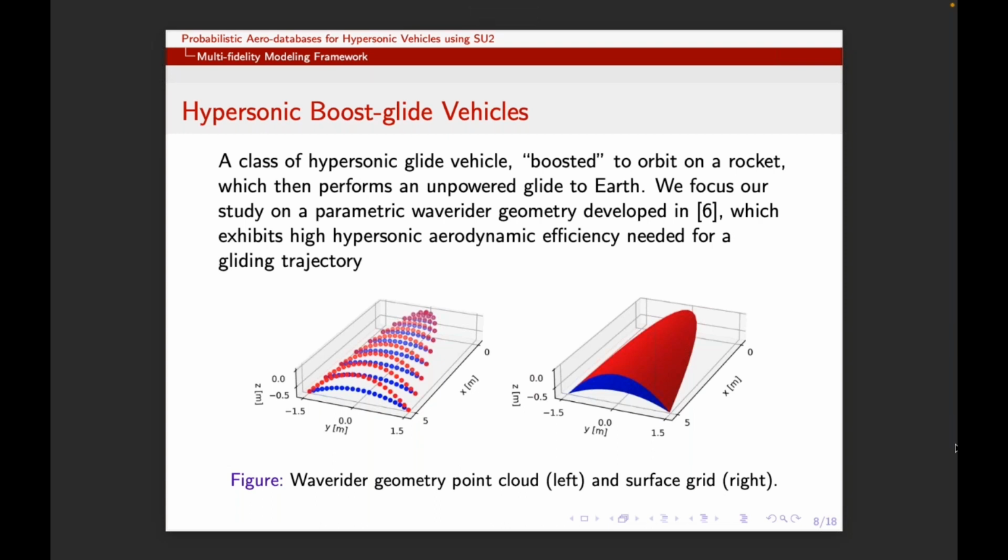And the geometry that we're working with are boost glide vehicles, so hypersonic glide vehicles that are boosted to orbit on a rocket and then perform an unpowered glide back to Earth. And our study focuses on a parametric wave rider geometry that came out of the University of Maryland. It's a very generic wave rider, a very simple open source geometry, but in particular, it exhibits sufficient aerodynamic performance that it is reasonable for a gliding trajectory.